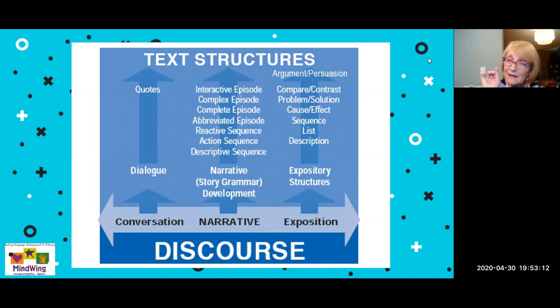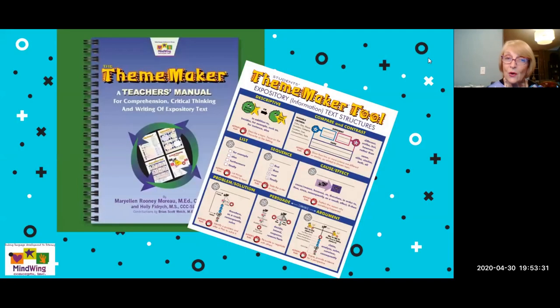But if you're good at narrating, you become a better conversationalist. And if you're good at narrating at the complete episode, where you can tell an episode, you'll have the basic problem-solution structure that is vital for information text. So this is what it looks like, and we have different things like the ThemeMaker manual comes with a student folder that has the story and information text and the vital critical thinking triangle inside.